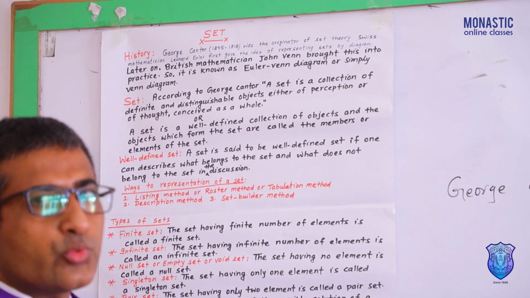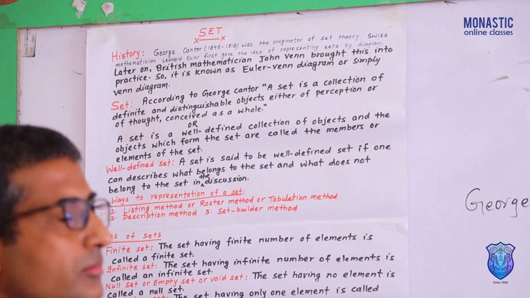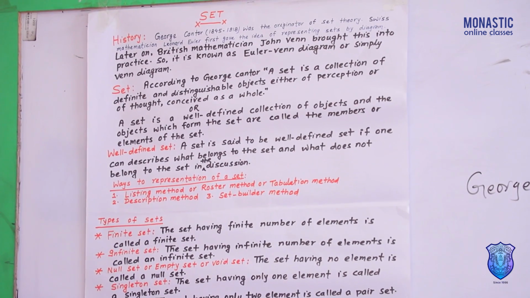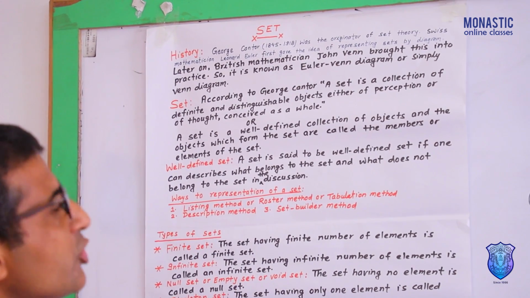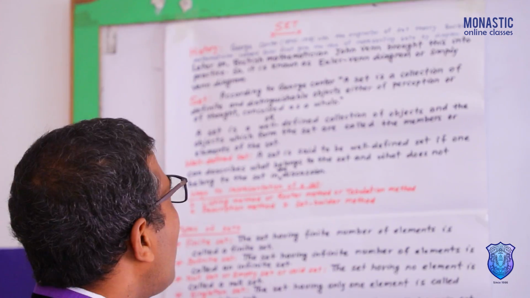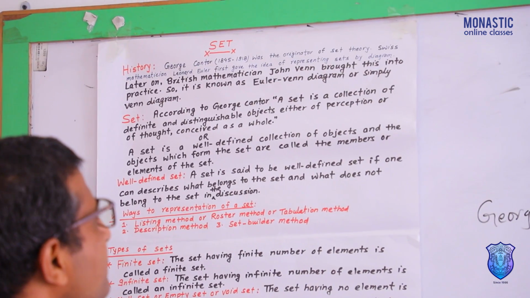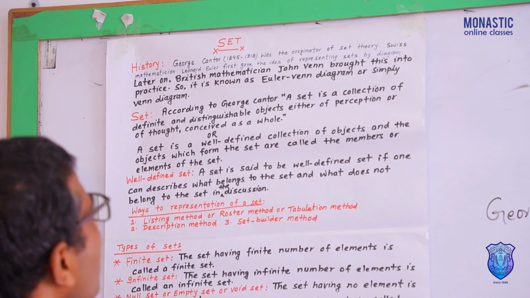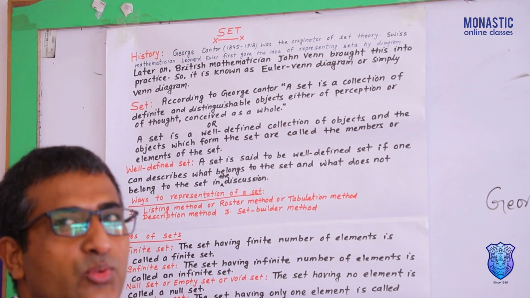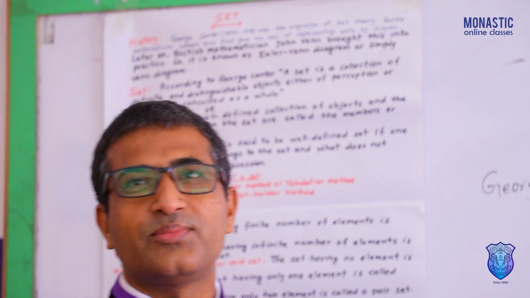He was a Swiss mathematician. Later on, British mathematician John Venn brought this into practice. So it is known as the Euler-Venn diagram.